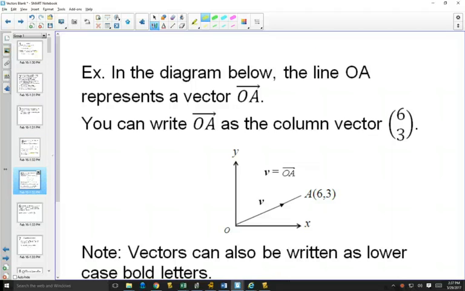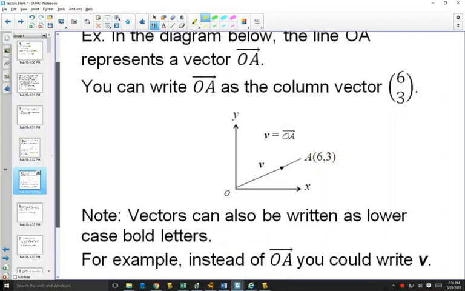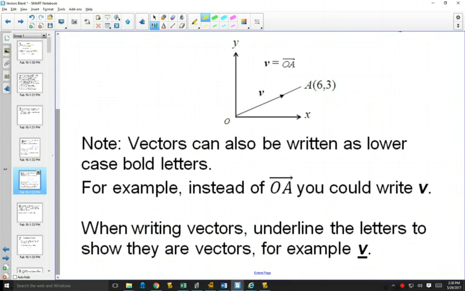So in the diagram below, the line OA represents the vector OA, and we could write it as 6, 3 because it's gone 6 to the right and 3 up. So here we talk a little bit about that notation, and we introduce another one. Sometimes in textbooks they underline it, or you can underline it. Again, I think I prefer the arrow over top, but any way that you denote it will be fine. But you have to denote it in some way.